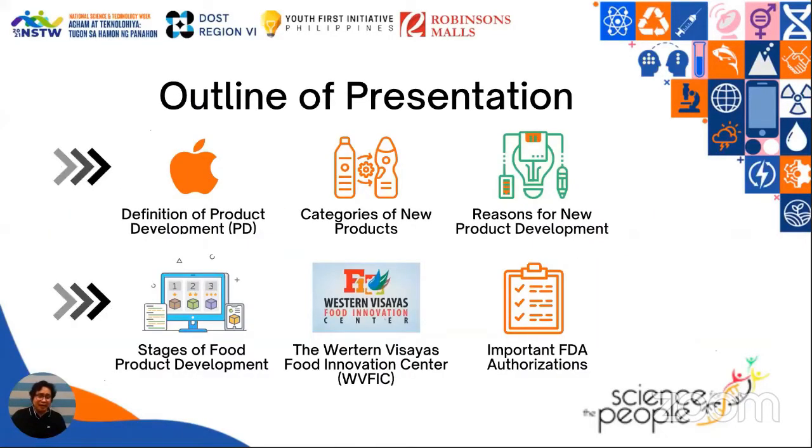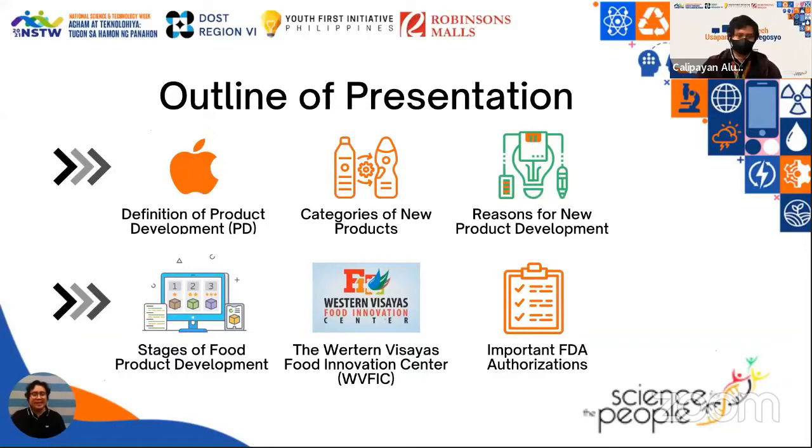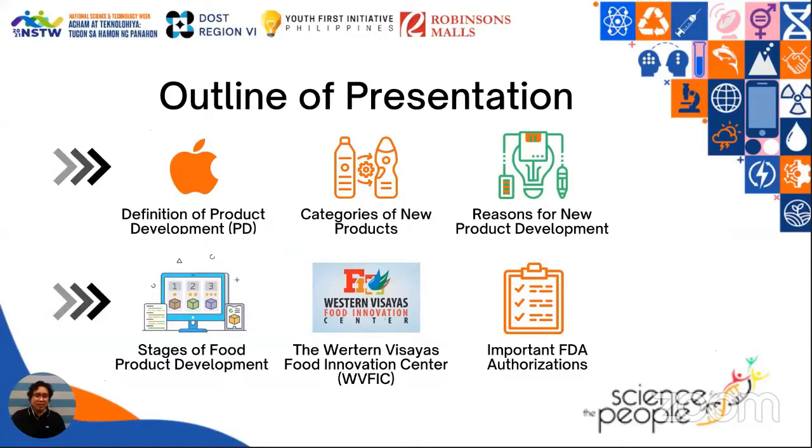Here is the outline of the presentation. So first, we are going to start with the definition of product development. And then we are going to discuss the different categories of new products. This will be followed by the reasons for new product development. Then pag-uusapan din natin yung different stages of food product development as well as the activities under each stage. And then I'm going to introduce to you the Western Visayas Food Innovation Center. Here I will be presenting the services that we offer, of course, related to product development, as well as the equipment or technologies that we currently have.